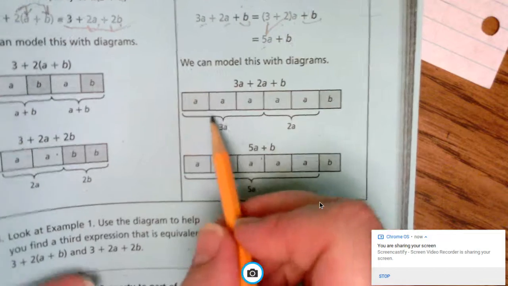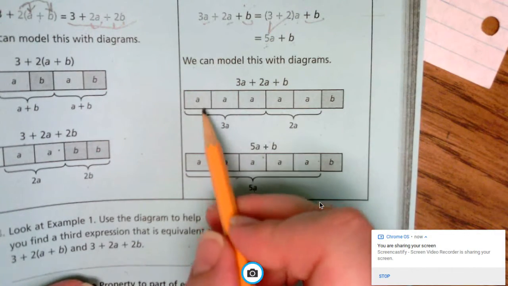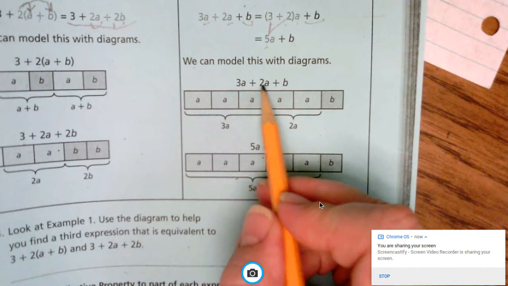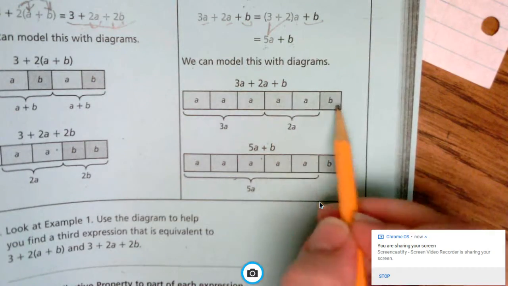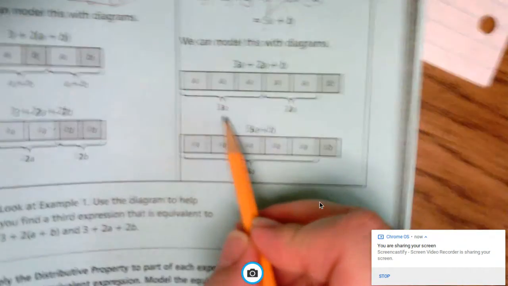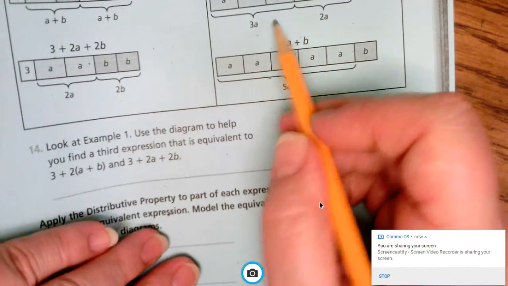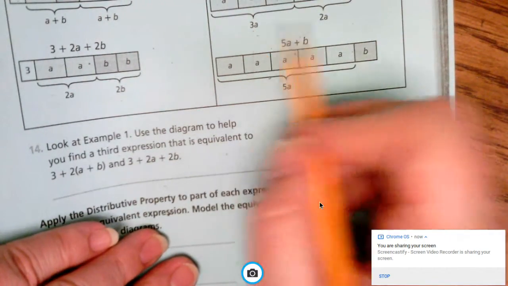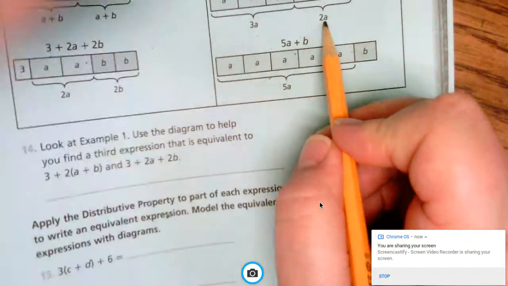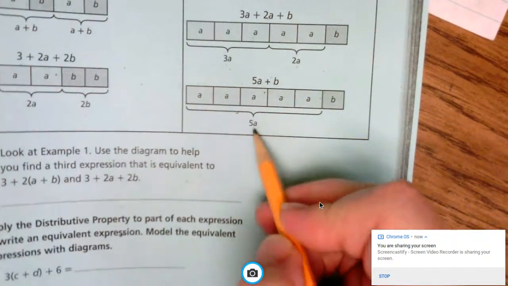So here's the model. This would represent 3 a's, 3 of a, plus 2 a's, 2 of a, plus a b. Here they're together. And we simplified it even more. Instead of breaking it into 3 and 2, we might as well just say 5.